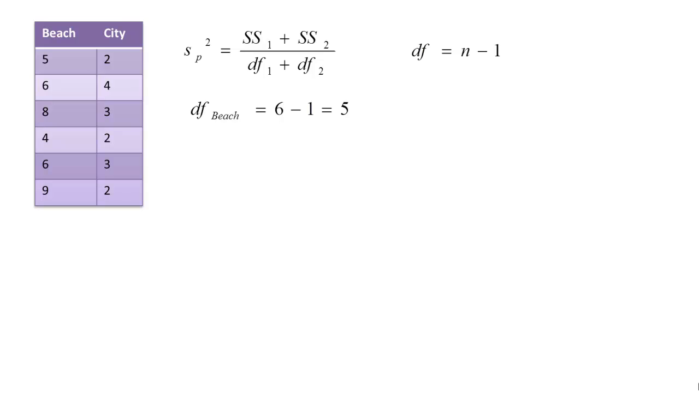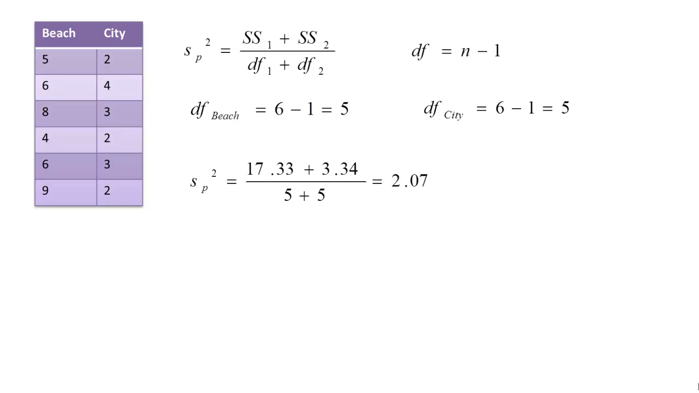So n for our sample is 6. You can count that we have 6 scores for beach. And you're going to subtract 1, and so that means the degrees of freedom for the beach is 5, and the degrees of freedom for the city is the exact same thing. So now we know our sum of squares and our degrees of freedom, and we can calculate the pooled variance.